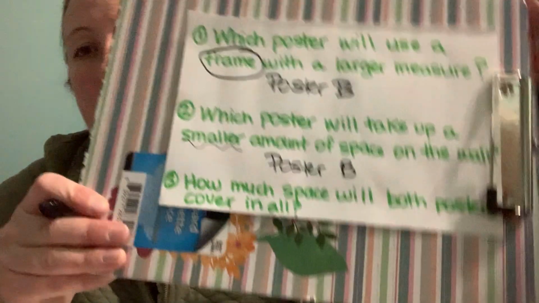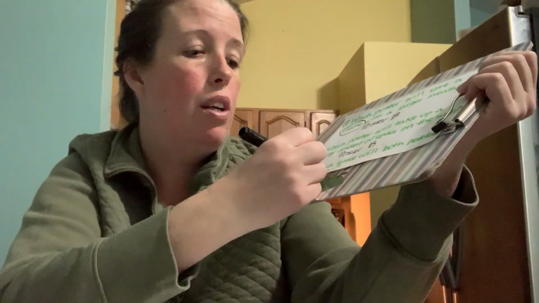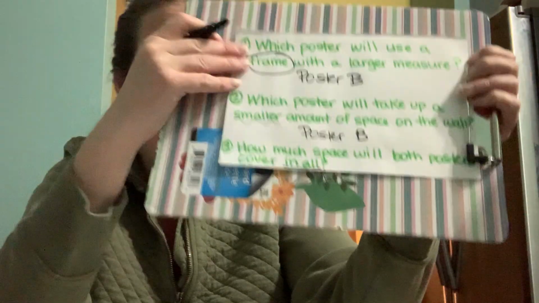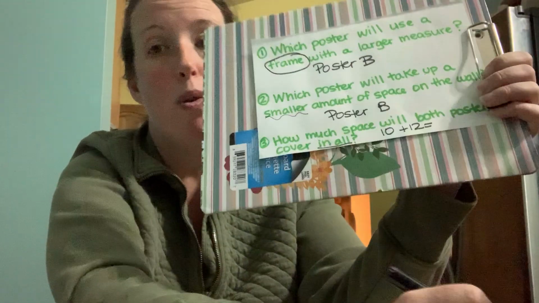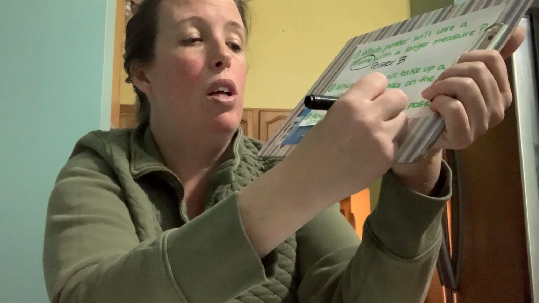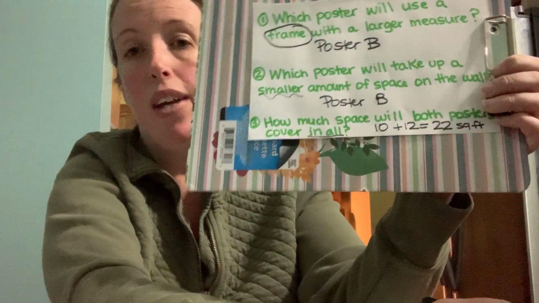And now my final question says, how much space will both posters cover in all? I'm going to combine it. Well, poster A was 10 feet. Poster B was 12 feet, or square feet. So in all, 22 square feet.